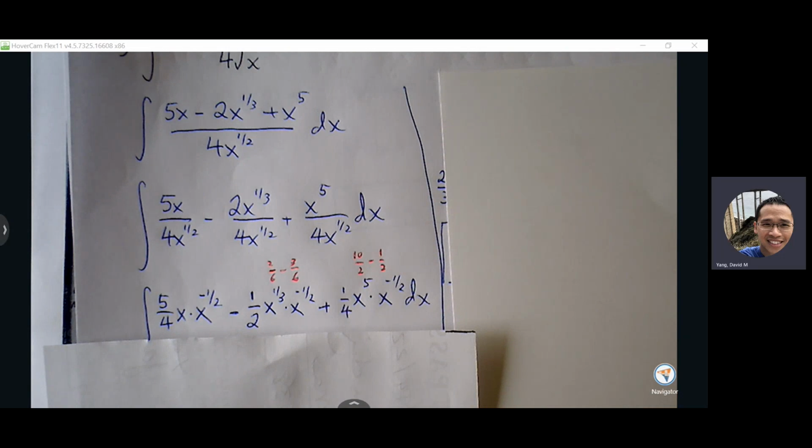They all come up, but I can push all those coefficients out in front. There's a 5/4 in front. There's a 2/4, which is 1/2. There's a 1/4. And I just have to figure out how to get those x's together. To get those x's together, I have to add the exponents. To add exponents that involve fractions, I need to find a common denominator. So 1 minus 1/2 is 1/2. 1/3 minus 1/2 is 2/6 minus 3/6. 5 minus 1/2 is 10/2 minus 1/2.